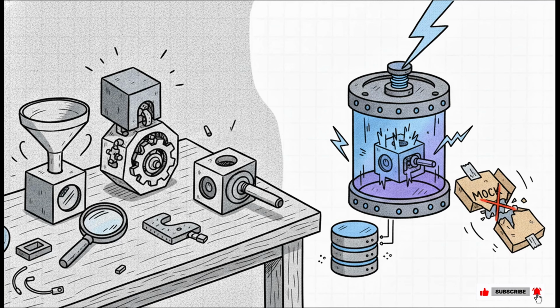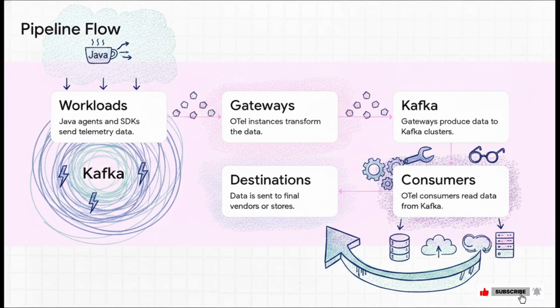It's an incredibly rigorous way to guarantee stability before the code ever hits production. The architecture for all this massive data flows in a highly reliable 5-step process. First, workloads like Java SDKs send data to the gateways. Second, these gateways, which are basically just custom OTel collector instances, transform the data. Third, they produce that data into Kafka clusters. Kafka acts as a massive shock absorber here.